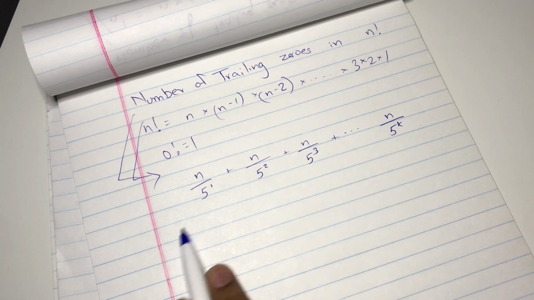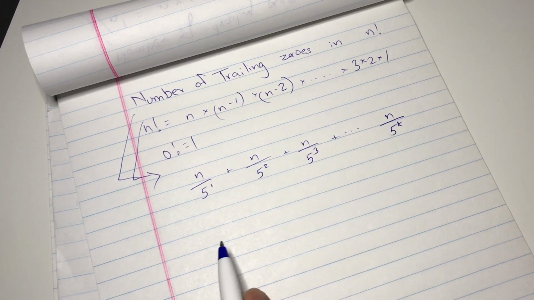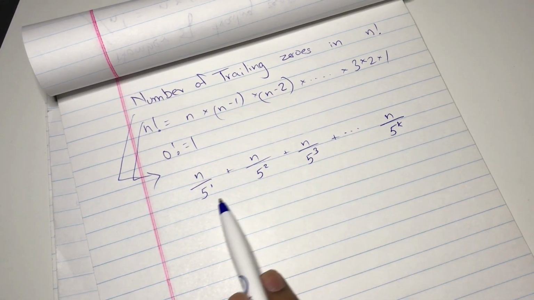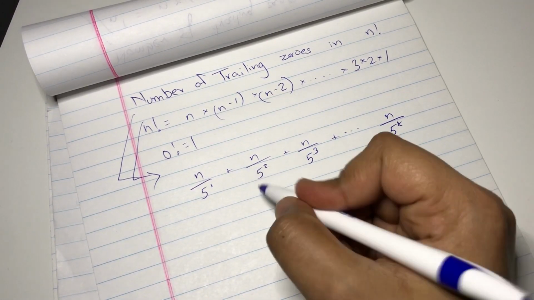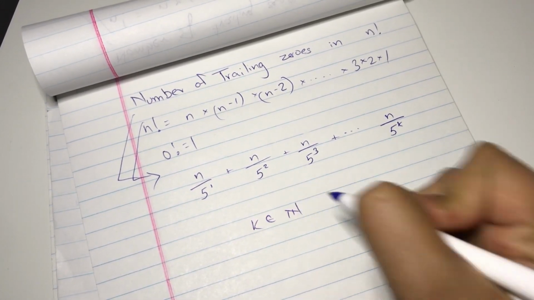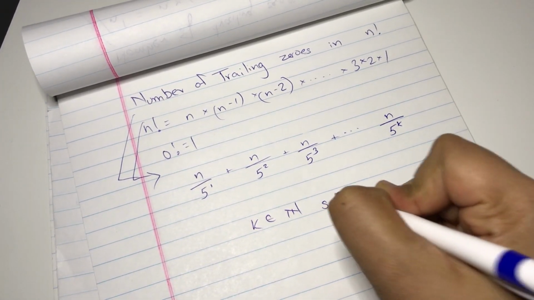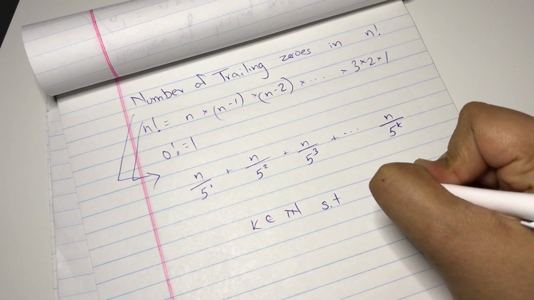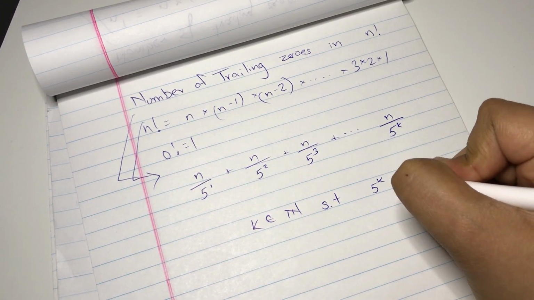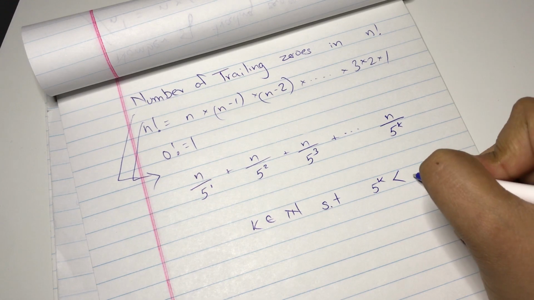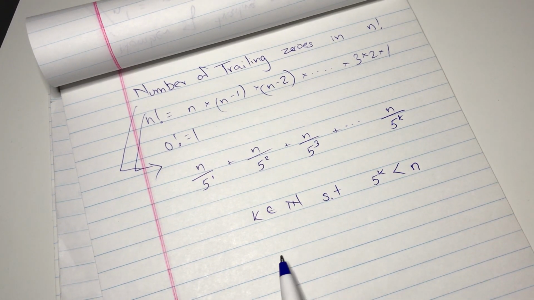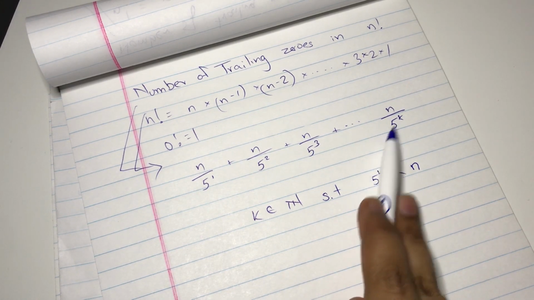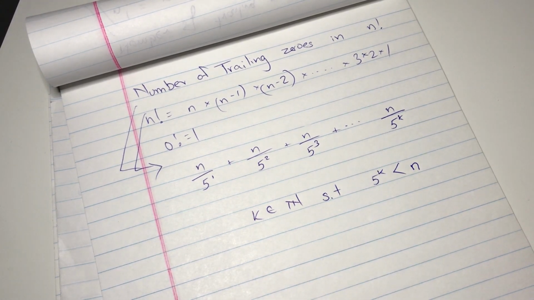What is k? That's one of the first things you should know. As you can see, this is a series that goes on. So k is a natural number such that 5 to the k is less than n. Basically, 5 to the power of k cannot be greater than n. I hope that made sense. I'm going to do an example right after this, so it's going to make more sense.